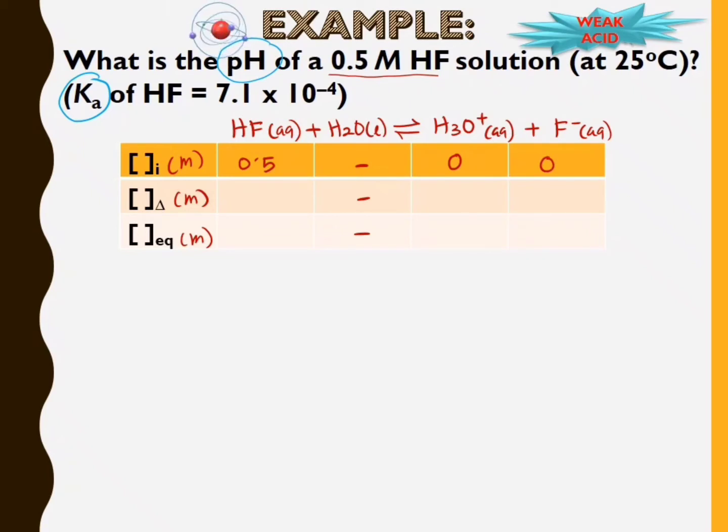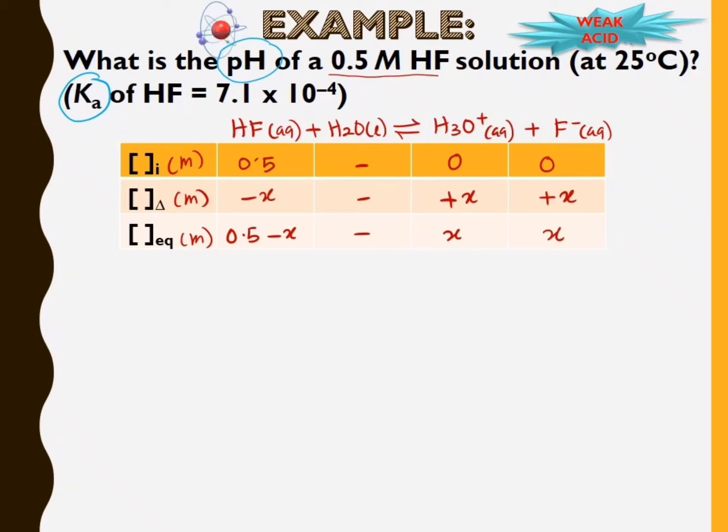Okay, next, the second row, we have change of concentration. So change of concentration, we are going to use the symbol of X. So kita tahu reactant akan berkurang, so negative X. Kenapa 1X je? 1 mole. Okay, and then here positive X, here positive X. So for the equilibrium, 0.5 minus X. So here X, here X. Okay, so finish about the ice table.